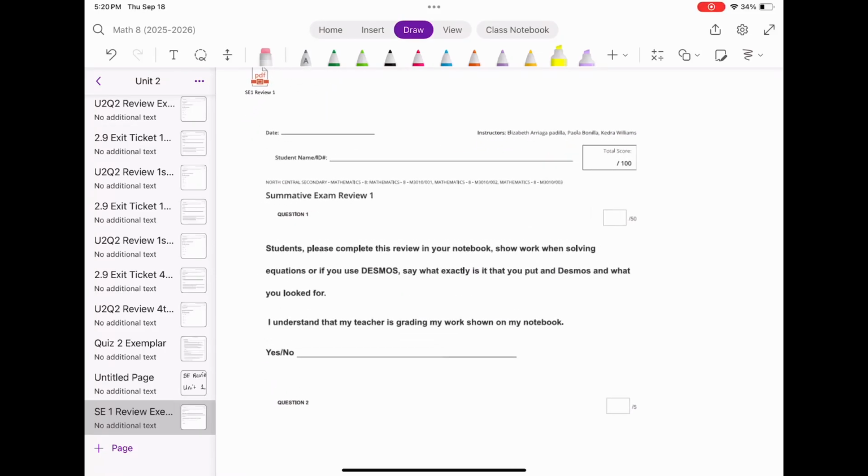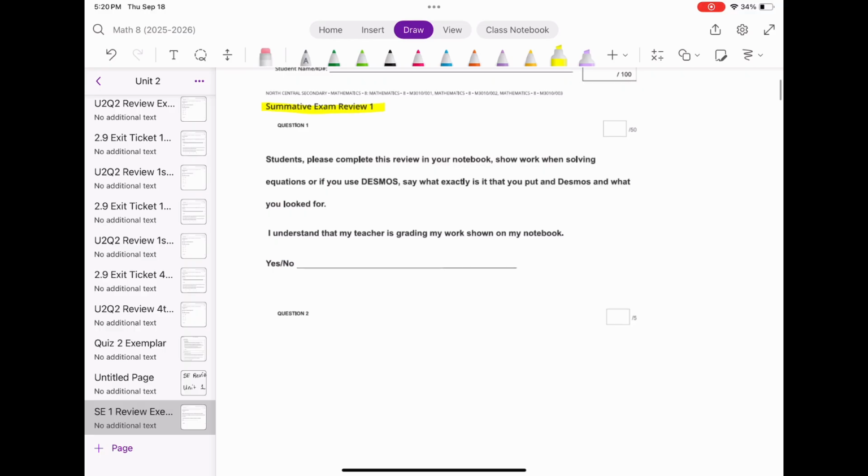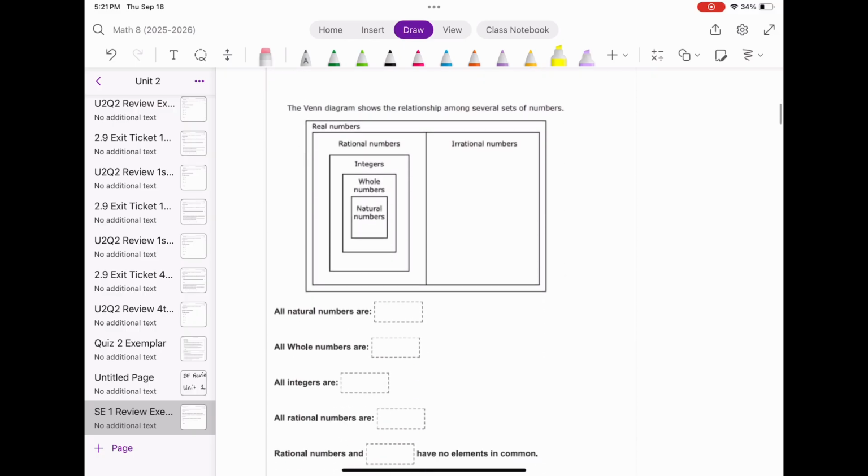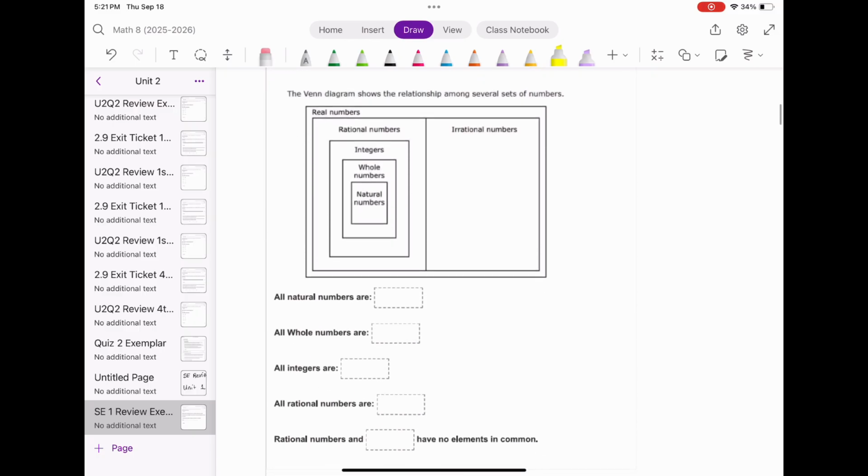Okay, so today you're going to go over the reviews for the test that we're going to take on Tuesday. So let's start with review 1, and I'm grading this in your notebook. So remember, although you're taking this on the computer, I want to see the work in your notebook. So we're going to go all the way back to Unit 1 and go over real numbers.